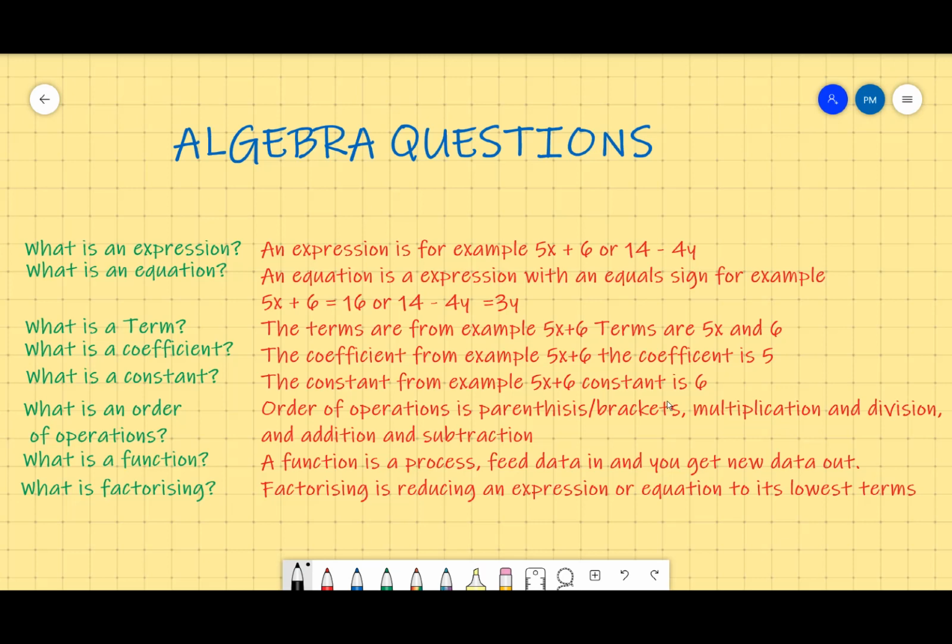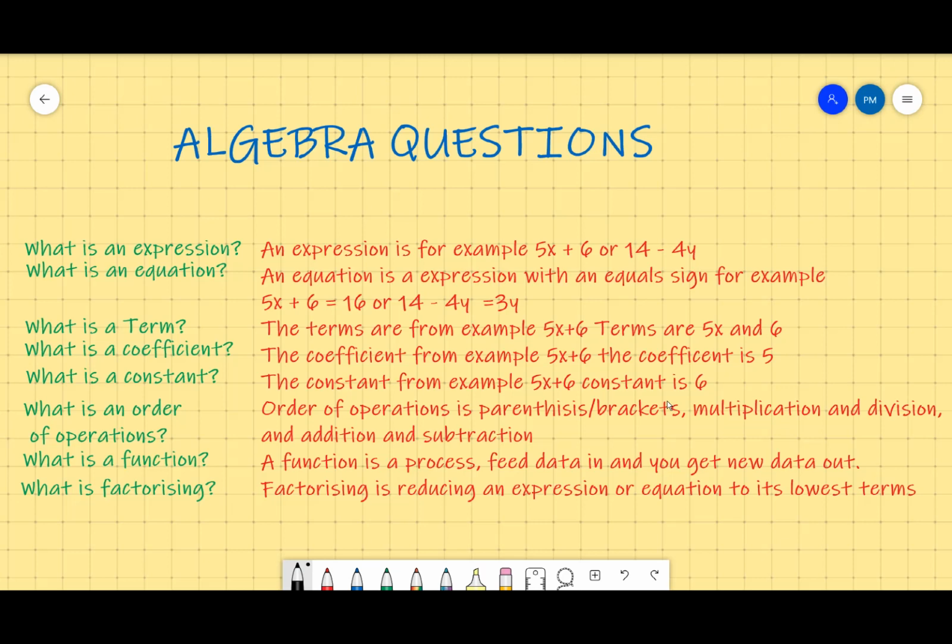I can give you lots and lots of examples of this, which I will do when we do the video on order of operations. So what is a function? A function is a process. You feed data in and you get different data from the other end. It's a process. We don't know what the process is, but we can work on it. Again, I will go into detail in the video on functions.